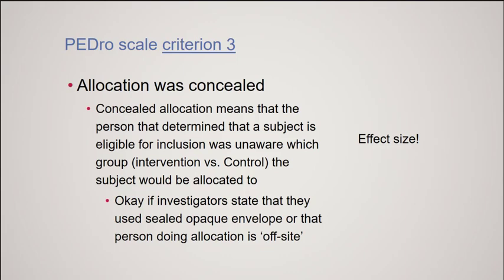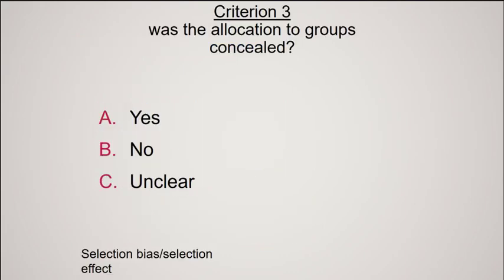The irony here is that allocation concealment is such a simple maneuver. It can be incorporated in the design of any trial, and can, as I said, easily be implemented. So was allocation to groups concealed? The answer here is unclear or unsure.